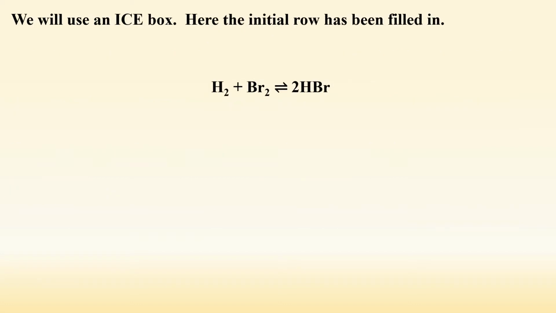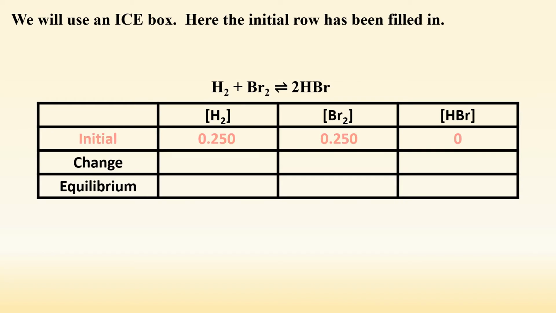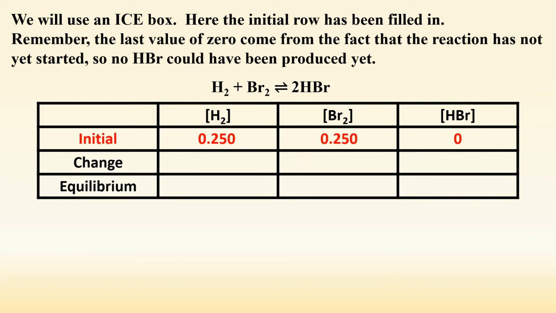We will use an ICE box. Here the initial row has been filled in already, where the concentration of H2 is equal to 0.250 and the concentration of Br2 is also 0.250. The concentration of HBr initially is 0. Remember, the last value of 0 comes from the fact that the reaction has not yet started, so no HBr could have been produced yet.